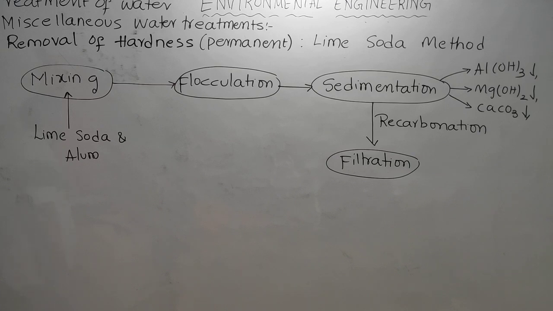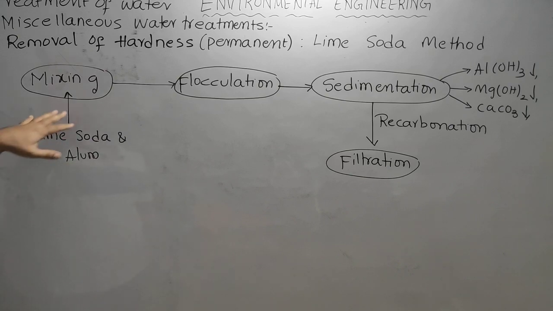So when we are using lime, the dosage of alum reduces, because lime also has agglomeration capacity. That is why, if we add lime, the alum dosage reduces, because lime is also a coagulant. If you remember, while discussing the coagulants, lime is also a type of coagulant. So if you are using one coagulant, the other coagulant dosage may reduce.